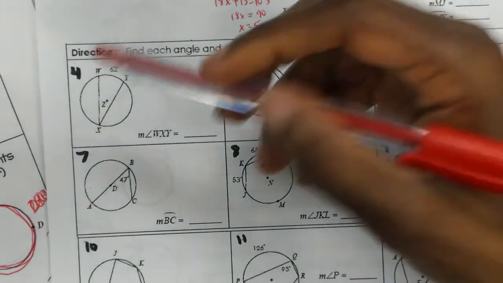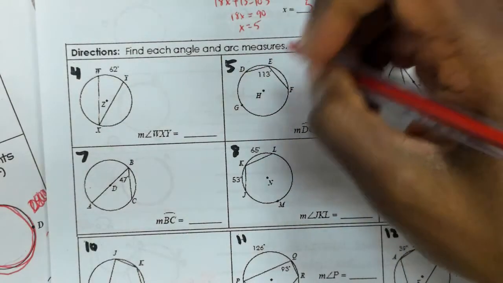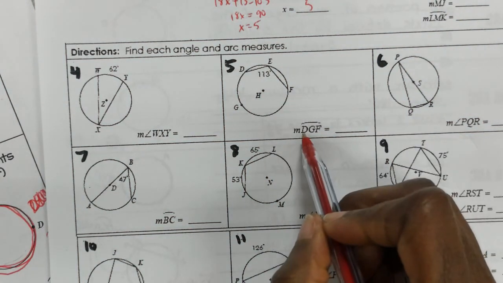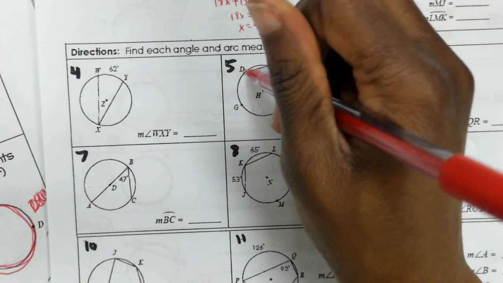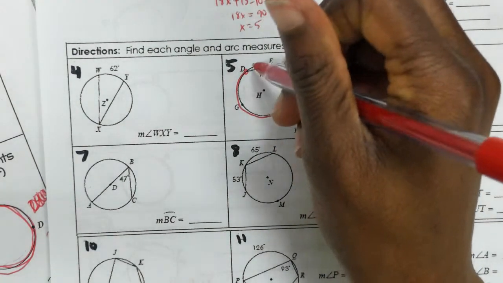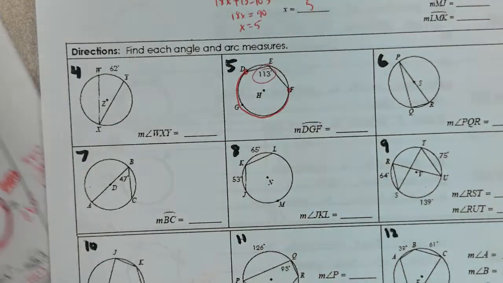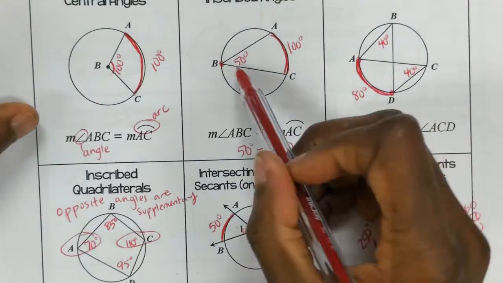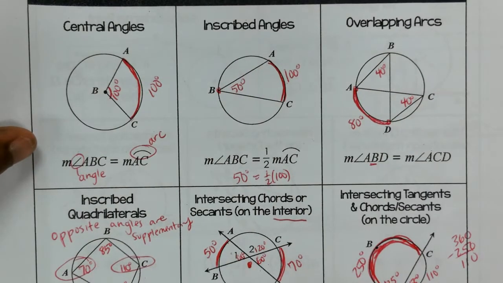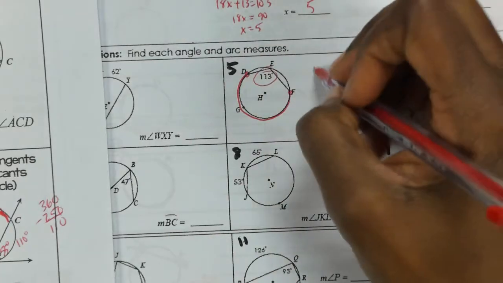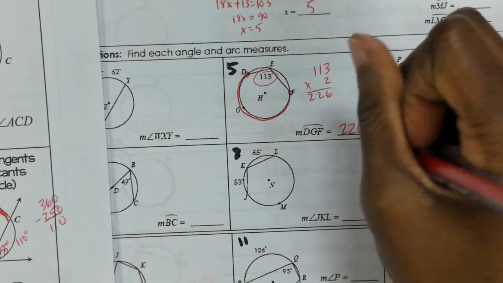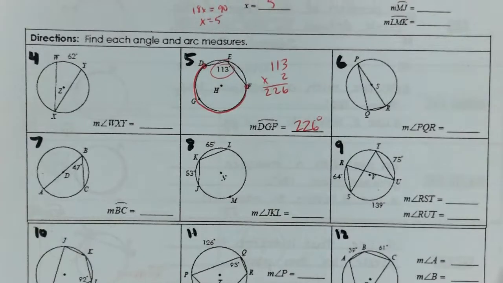All right, on number 5, 4 is similar to 5, but in 5 they give us an angle, and they want us to find an arc. So DGF, starting at D, going through G, and then ending at F, is talking about this arc. Well, this arc is opening up from this angle, so that's convenient. So the inscribed angle, if you double it, gives you the arc. So we're going to be using this second formula, and we're given the angle, so we just need to times it by 2 to get the arc. So the arc is 226 degrees.